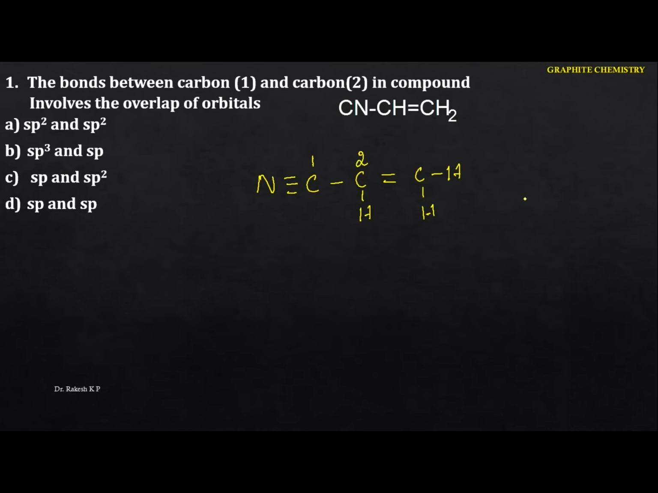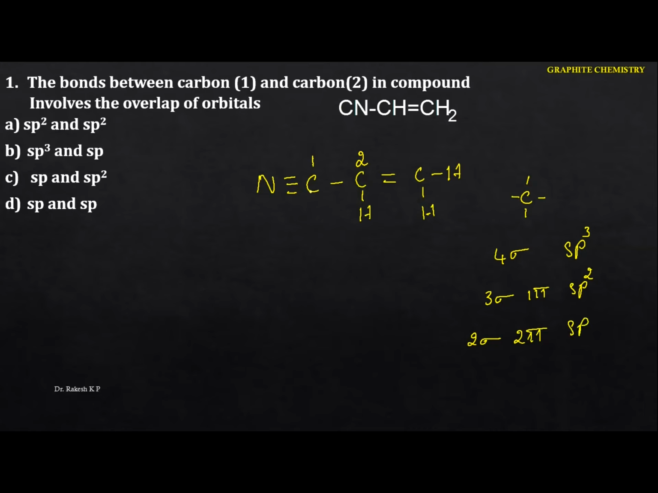Especially for the hybridization of carbon, you have to remember this concept. The valency of carbon is 4. If the carbon is surrounded by 4 sigma bonds, it is always sp3. If the carbon is surrounded by 3 sigma bonds and 1 pi bond, it is always sp2. If it is 2 sigma and 2 pi bonds, the hybridization is sp. So let me come to the first one.